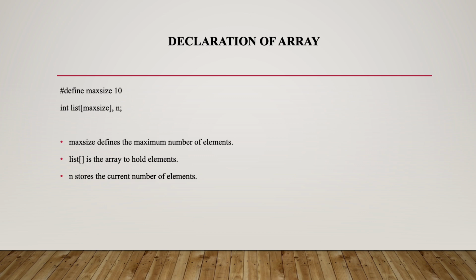For example, if n is equal to 3, and our list contains list of 0 equals 5, list of 1 equals 8, and list of 2 equals 12, as we declared in the previous slide, then our list currently has 3 numbers in it. So declaring the array and using n helps us manage how much data we actually store. Understood?